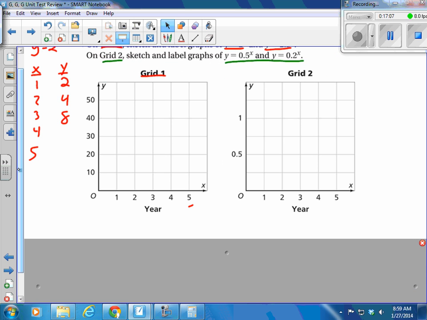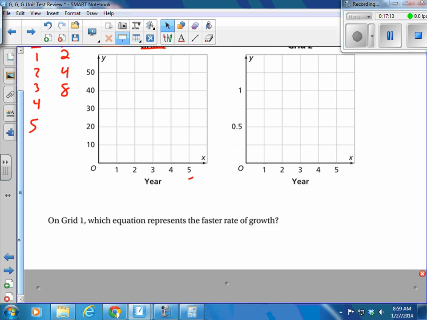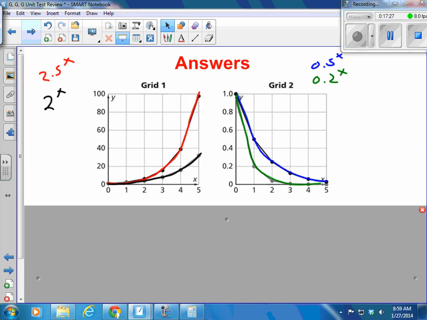Going back, after you make those, which are very time consuming, you will have to analyze your graphs. So on the first one, and this shouldn't be too bad, on grid 1, which is the faster growth, and then on grid 2, which is the faster decay, or decreasing at the fastest rate of decrease. Answer those now, please.